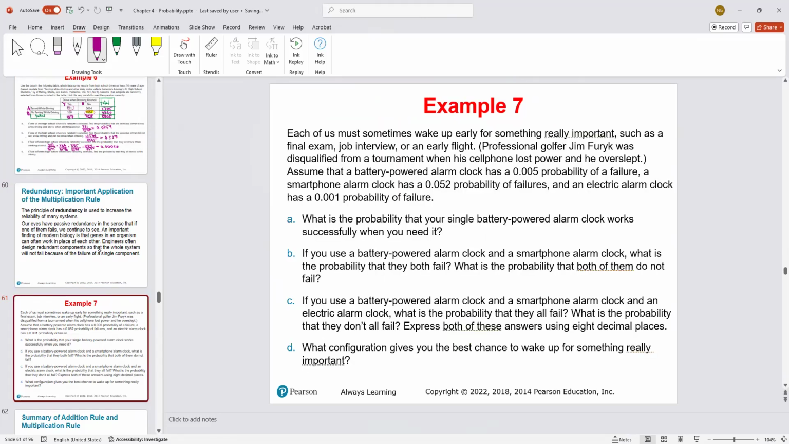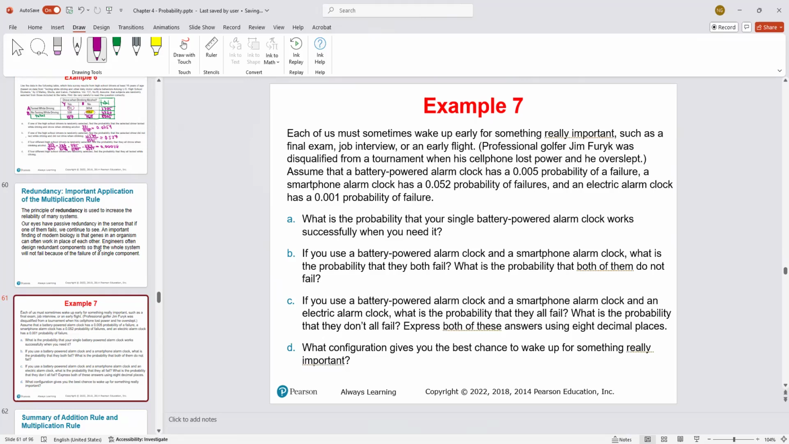It's very simple as well to see. Each of us must sometimes wake up early for something really important, such as a final exam, job interview, or early flight. Professional golfer Jim Furyk was disqualified from a tournament when his cell phone lost battery and he overslept. And it's happened to too many people.